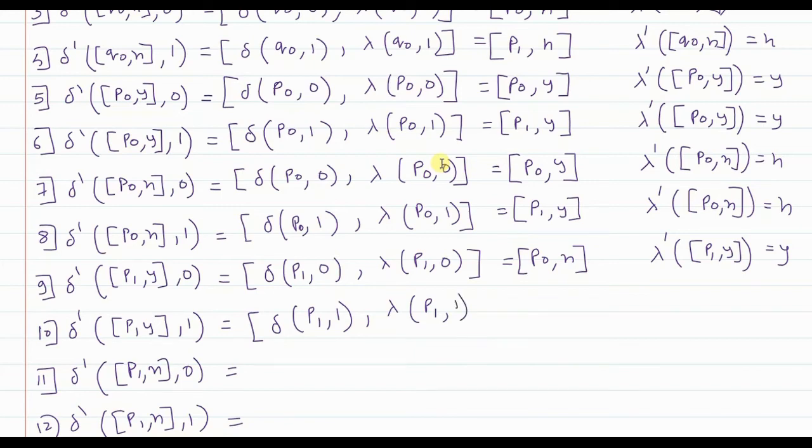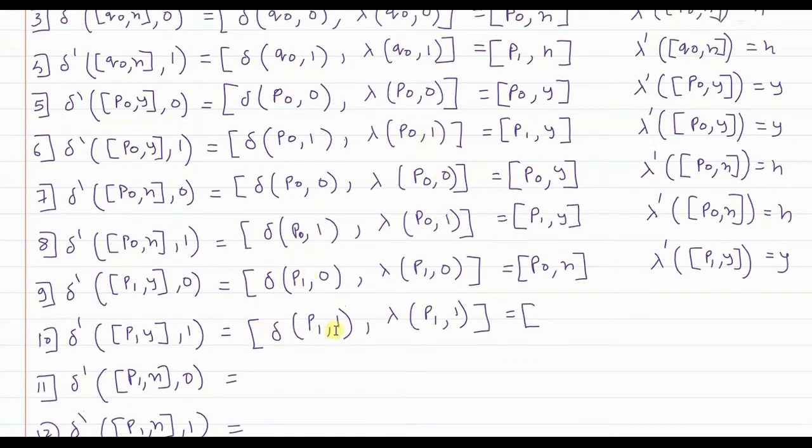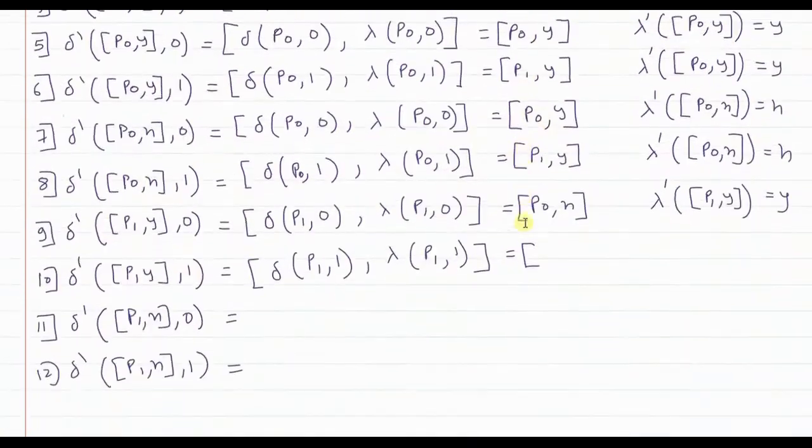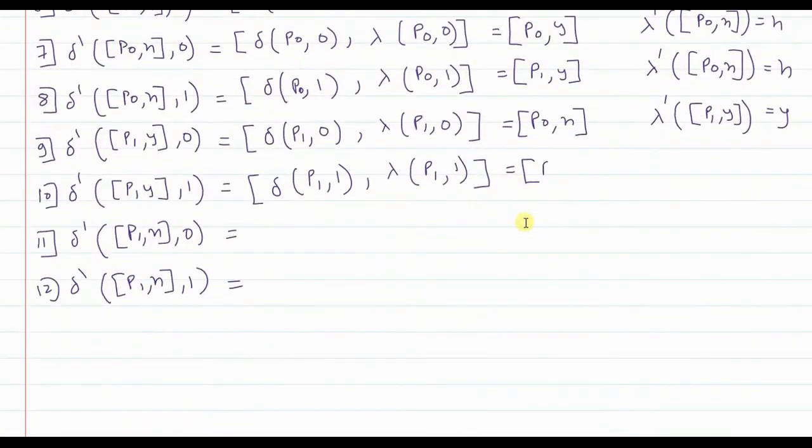Then here this will be delta of P1 comma input 1 comma lambda of P1 comma input 1, right? We see the diagram. Transition from state P1 on reading 1, it goes to P1 itself, and the output is y. So the answer is P1 y. So what you get here is P1 comma y, and lambda dash of P1 y will be y itself, correct?